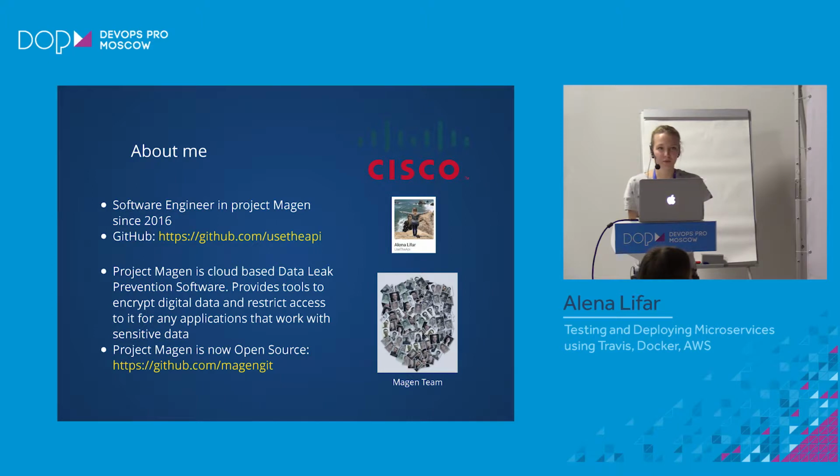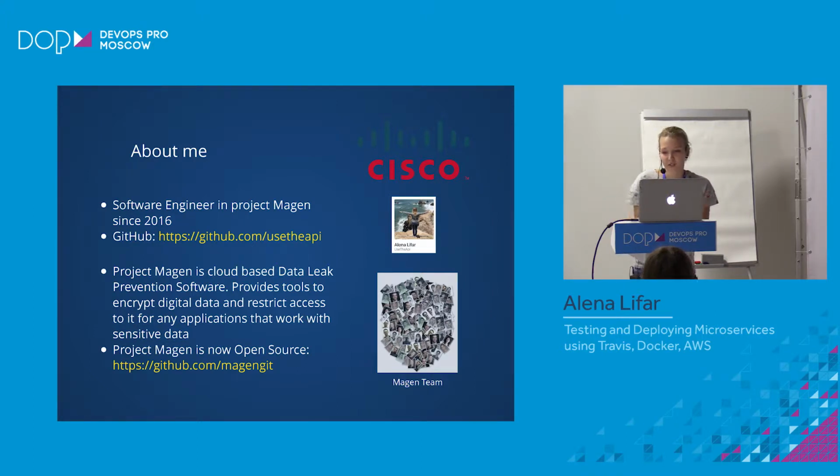So I'm a software engineer in Cisco. I worked there for 3 years in the research and development team. And we have a lot of innovative projects. And for 1.5 years, I have been working on a project called Megan, which is a cloud-based data leak prevention software. We're building a flexible yet robust platform that is represented as a set of APIs for a middle layer between any cloud application that works with sensitive data, like Box or Dropbox, and securely operates with it.